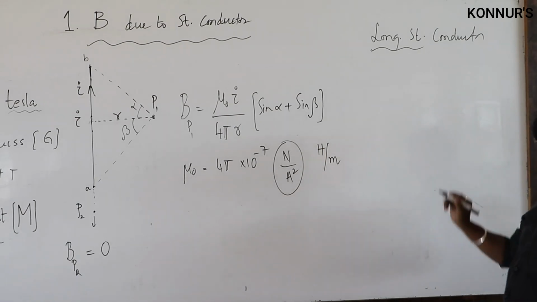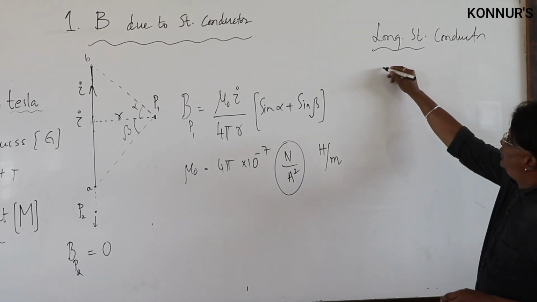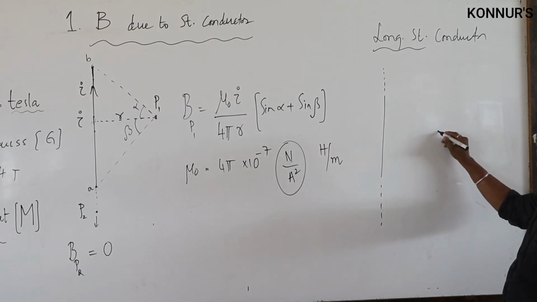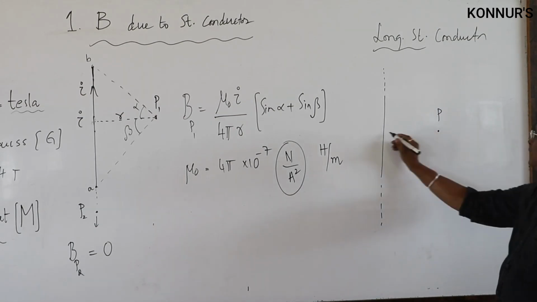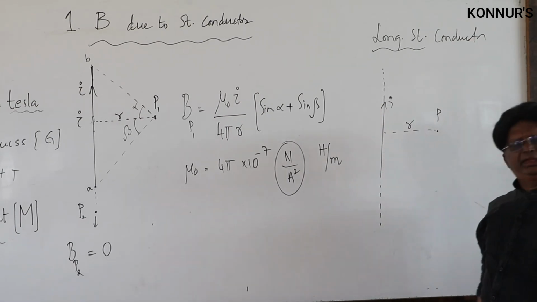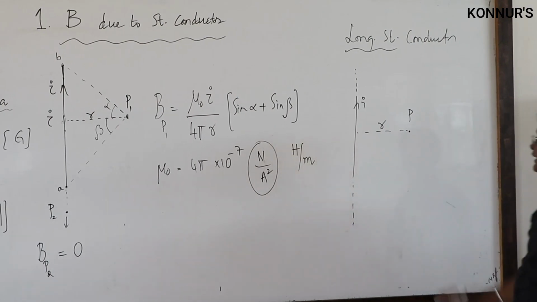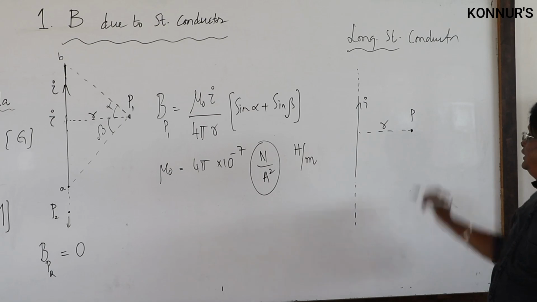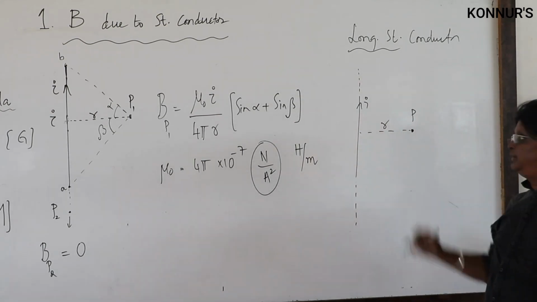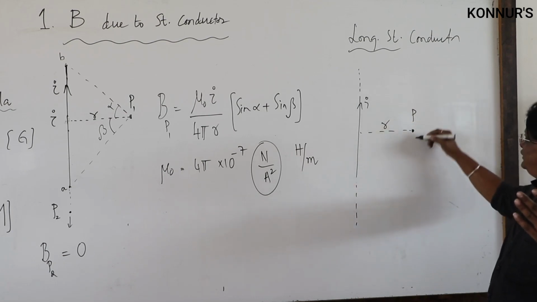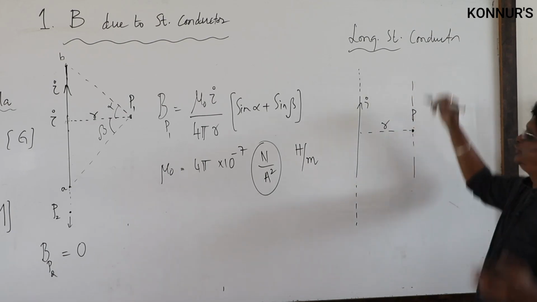Long straight conductor, for which what happens? Long means I don't know the ends. Therefore this is some point P, again a distance R, again carrying current I in any given direction. This is P. Now for this case what happens? If you now wish to join the point P with the ends, both alpha and beta, these are the lines that you get.